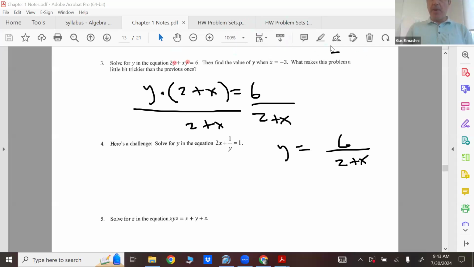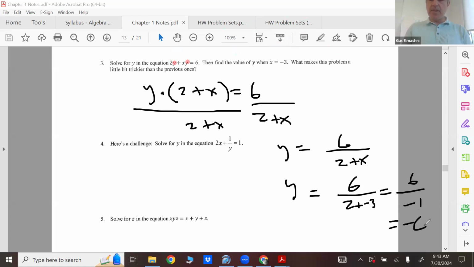So now I can do the second part: find what y equals when x equals -3. Easy. 6 over 2 plus -3. 6 over -1. -6. All is good. So we're okay. Okay. And why is it trickier? Because of the factoring.